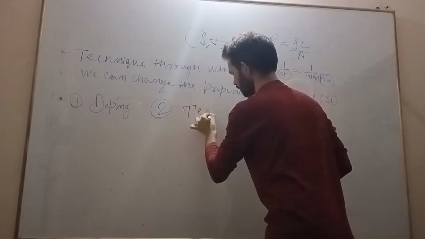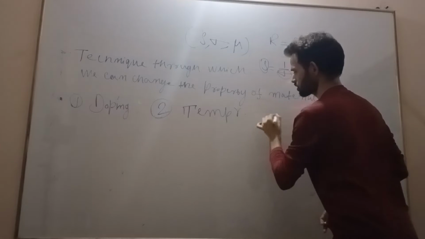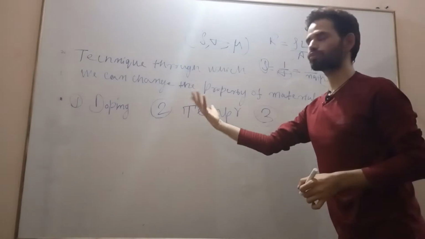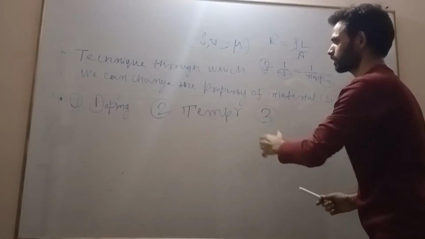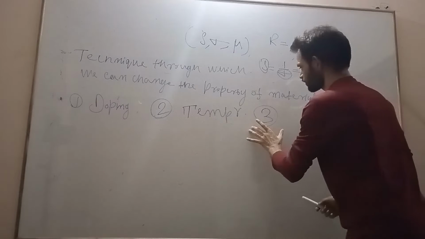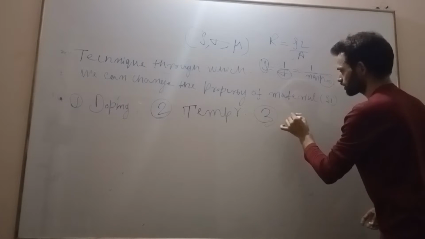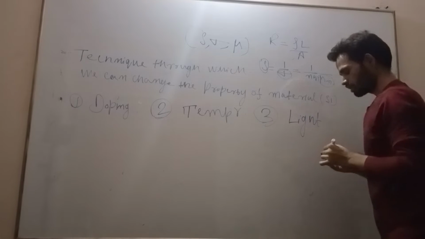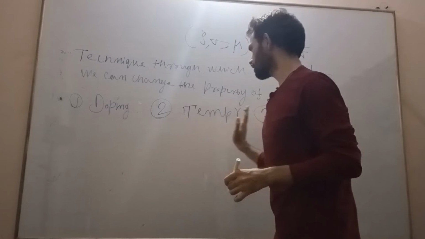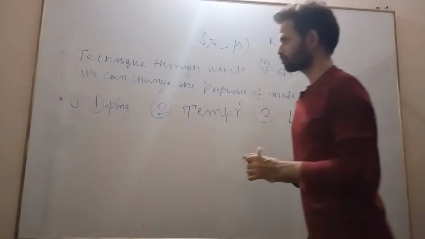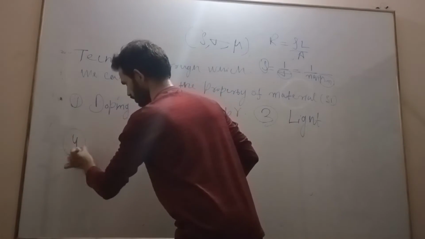Second technique is temperature, and due to temperature we can make the electron free from the semiconductor material, like from valence band to conduction band. The third technique is light, illumination. Through light we can also change the property of the material.